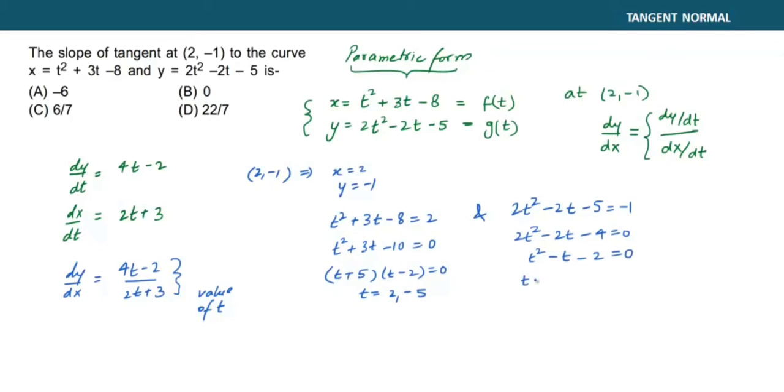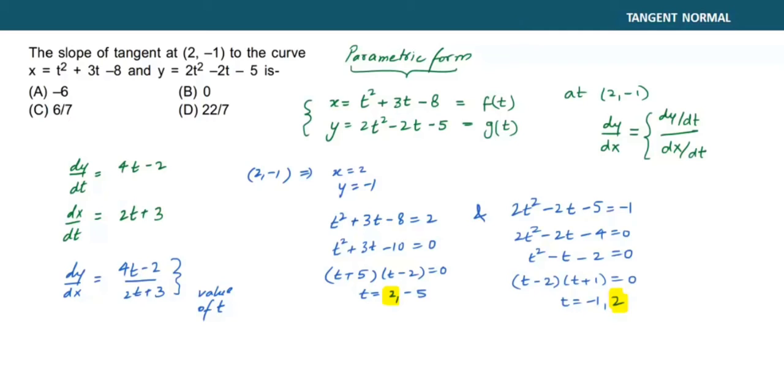And this will again give me two solutions. What solutions can you tell me? Yes, it will give me t minus 2 into t plus 1 equal to 0. So here also you will get two values of t. Which is the common value of t which is satisfying both of them? Yes, that will be our answer, t equal to 2.